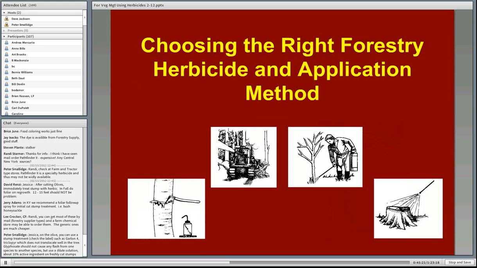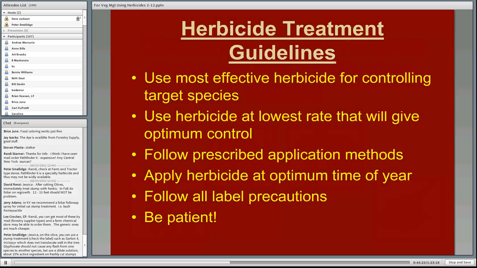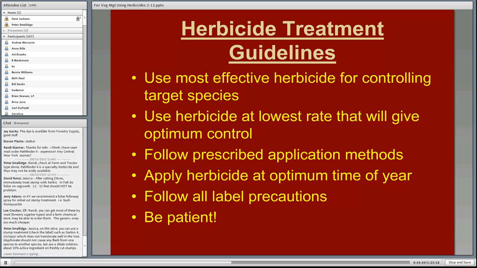When choosing the right forestry herbicide, application, and method, there are some general guidelines to keep in mind when you're out there doing treatment. Use the most effective herbicide for controlling the target species. You can look at fact sheets and research information, but use the most effective herbicide that will control that target plant. Use the herbicide at the lowest rate that will give optimum control. Follow the prescribed application methods that are outlined. Apply the herbicide at the optimum time of year.